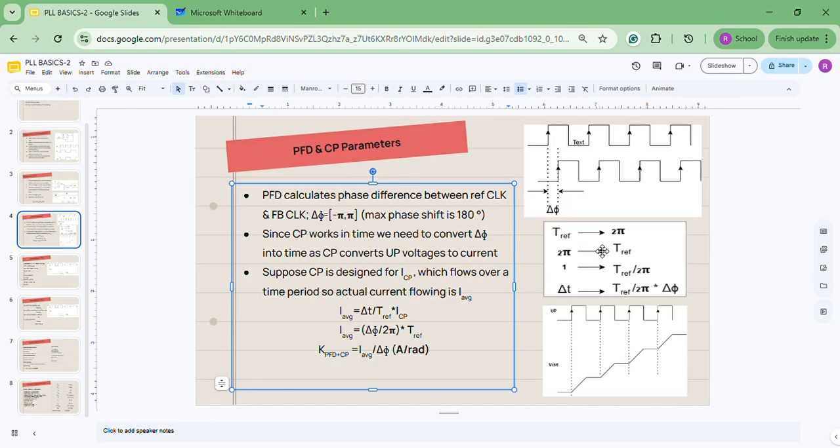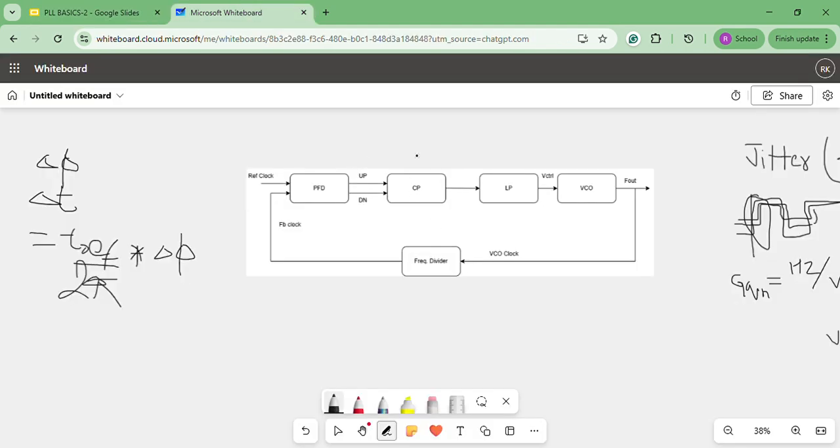I will repeat this again. What PFD does is calculate the phase difference between the reference clock and feedback clock. And that phase difference we have converted into time domain, because after this there is a charge pump, and all the circuits we want to analyze in time domain.